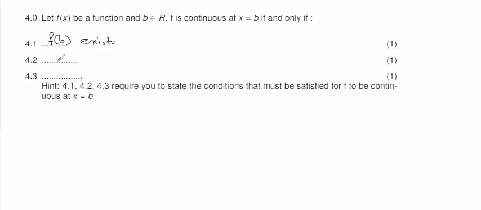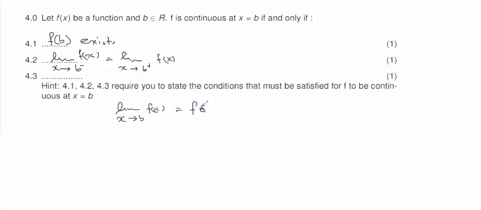And then the next, 4.2, is given, basically stating that the limit of f of x as x tends to b from the left is equal to the limit as x tends to b from the right, which we've also talked about. And then lastly, the fact which you stated before, that the limit as x tends to b of f of x must be equal to the value of the function at that point.